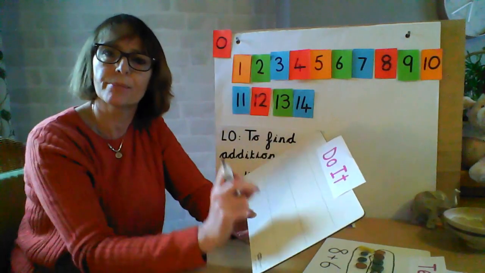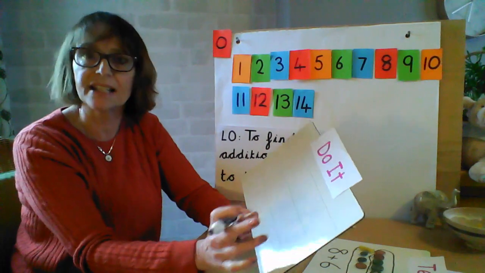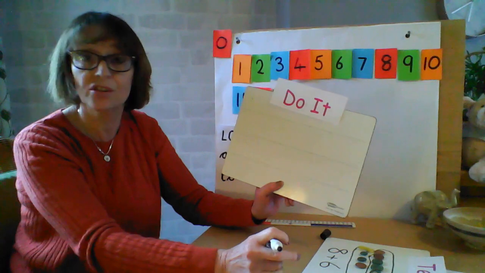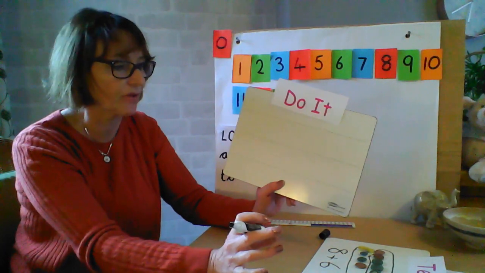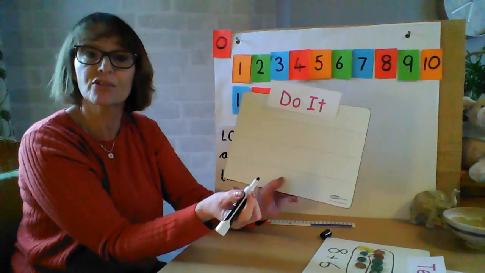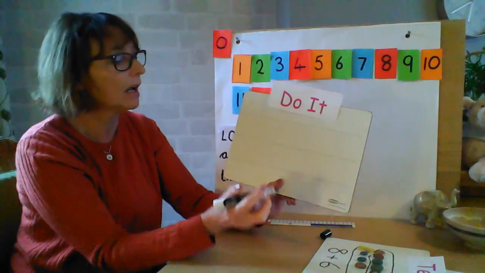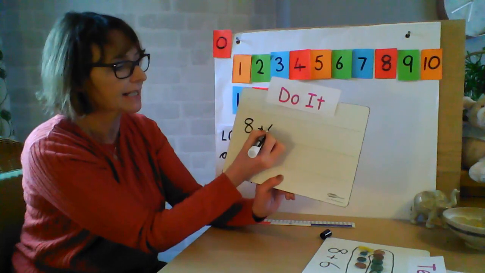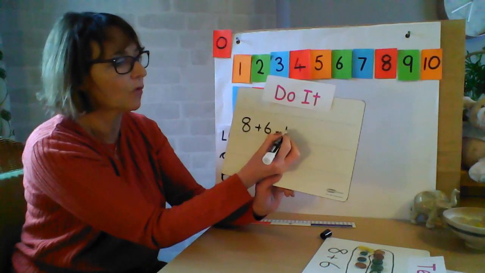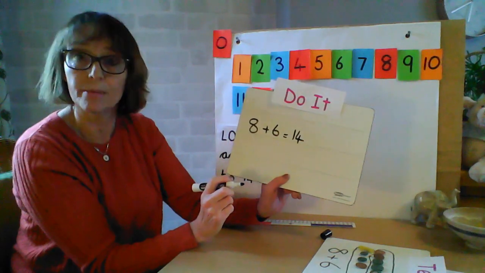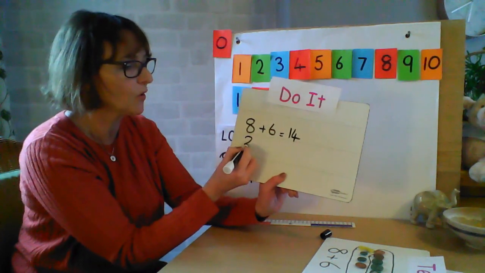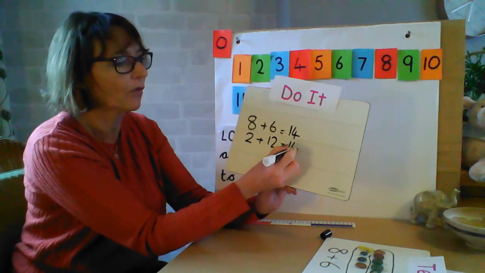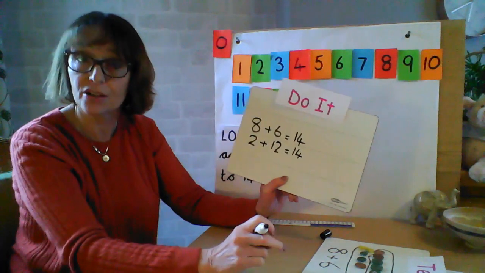And I think in your catch-up packs that came home, you had some resources in there to help you writing numbers as well. Right, so your do it is just to write down all the addition facts that you can find. So as you find them, just record them onto a piece of paper and write them down. So I've got 8 add 6 equals 14. Can't remember now which ones I did, but I had 2 add 12 equals 14. And you just keep going until you found them all.